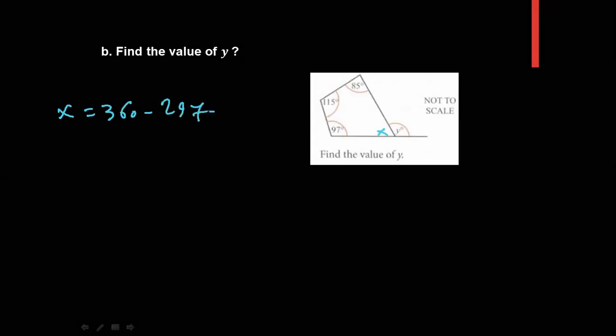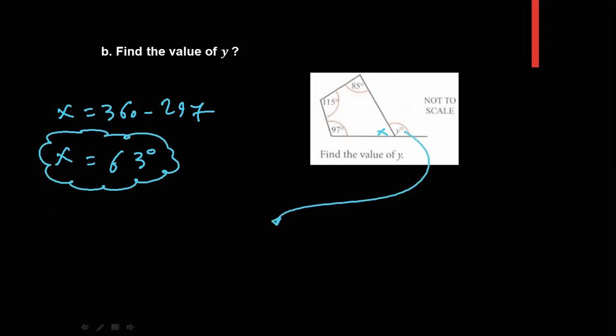297. The value of x finally: 10 minus 7 equals 3, 10 minus 9 equals 6. The value of x will be 63 degrees. This is from the quadrilateral. And finally, I can find the value of y by using the two supplementary angles.